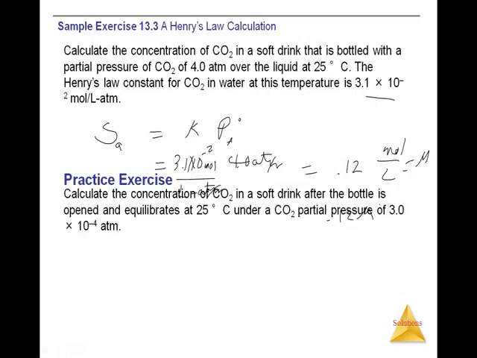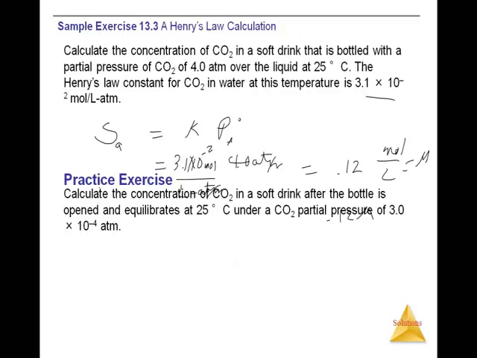Alright, let's do this other one. We want to calculate the concentration of CO2 in a soft drink after the bottle is opened and equilibrates at 25 degrees C. And here the partial pressure is much, much lower, right? 3.0 times 10 to the minus 4. So not real surprising, because one is the partial pressure when the soda is in the can, and then we pop the lid and that pressure is dissipated, right?